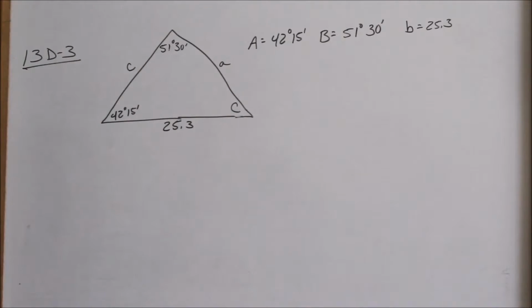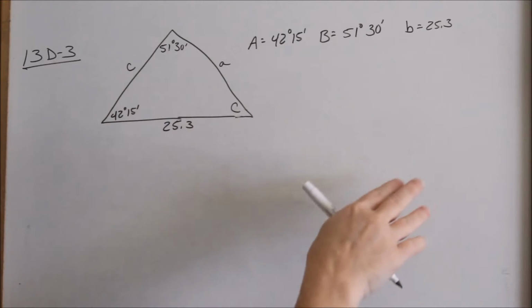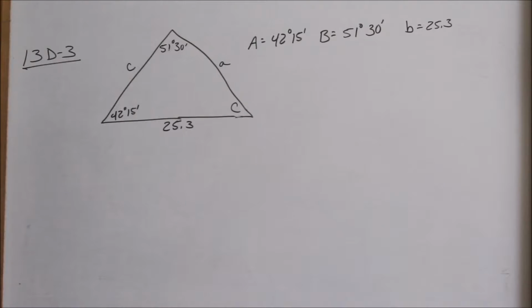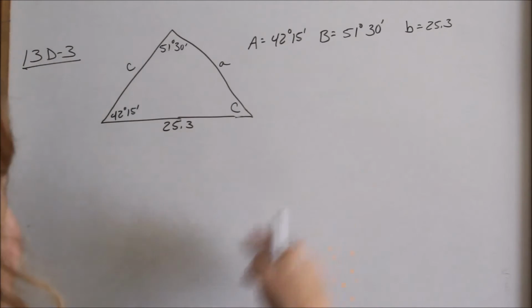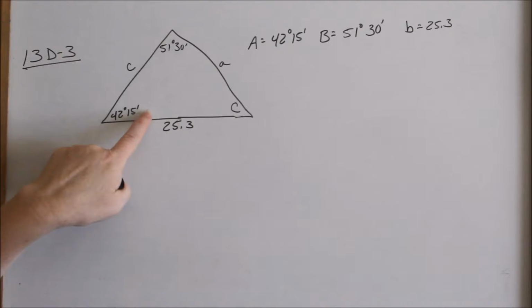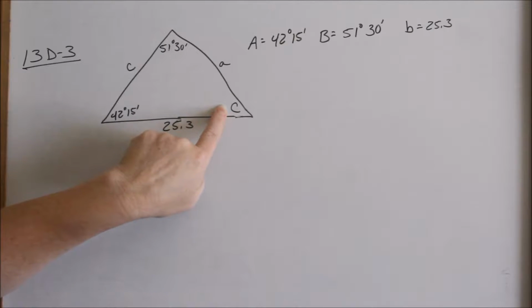So you're given 3 pieces of information. You should have 3 other answers because there are 6 pieces of information for every triangle: 3 angles and 3 sides. If they give you 3 of them, there are 3 more things to find. So you should have 3 answers. Well, looking at this, I know 2 of the angles, so I can find the third angle right off the bat because all the angles should add up to 180 degrees.